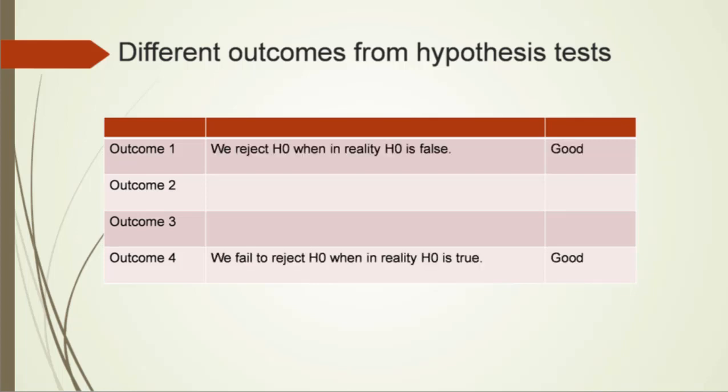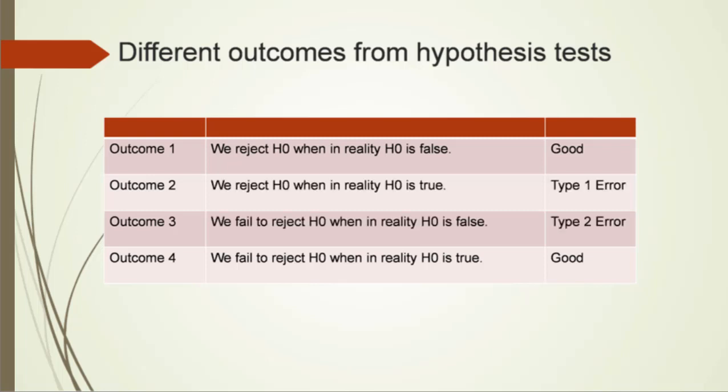Let's take a closer look at the 4 different outcomes we can get by performing a hypothesis test. 2 out of 4 outcomes are desirable, that is when the null is false, we reject the null, or when the null is true, we fail to reject the null. The remaining 2 outcomes are not so desirable. The first one is when the null is true, but we end up rejecting it, or when the null is false, but we fail to reject the null. They are known as type 1 and type 2 errors, respectively.